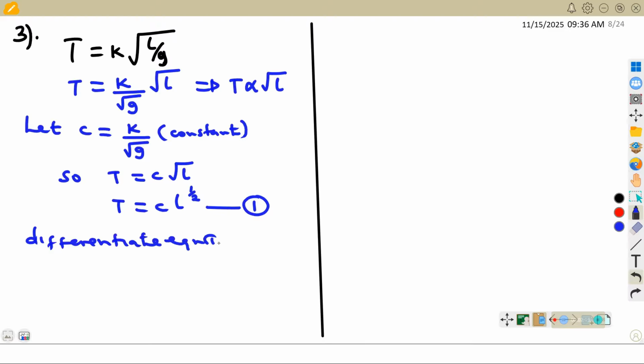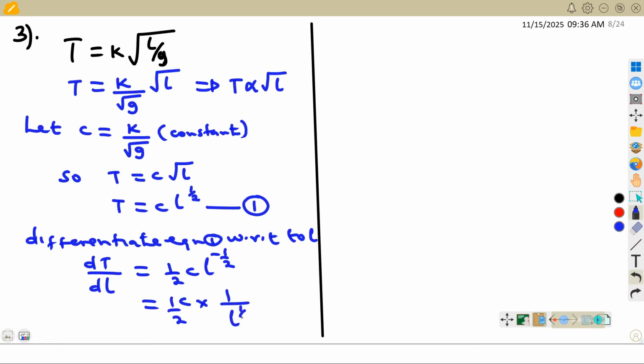If we differentiate equation 1 with respect to l, it means dt over dl will be equal to a half c l to the power negative a half, which we can write as c over 2 times 1 upon l to the power a half. So this can as well be written as c over 2l to the power a half, and this will be dt dl. So this is our expression number 2.